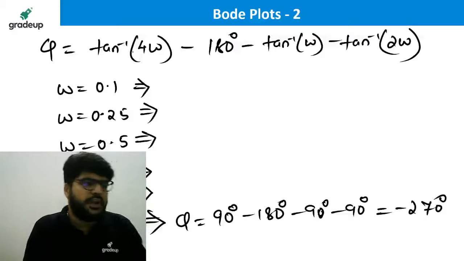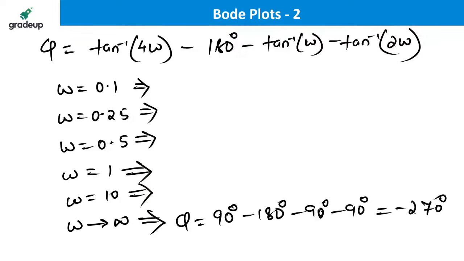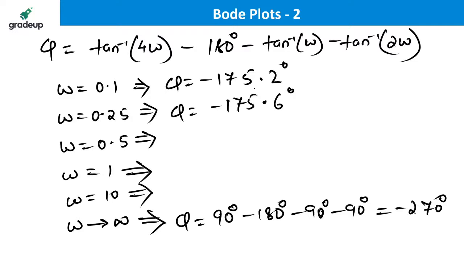Now at omega equal to 0.1 and so on, let me just calculate and put down the results. 0.1 is first. First one is, yes, correct, Shreya. It is coming up as minus 175.2 degrees. Next one, now 0.25. Next is coming up as minus 175.6 degrees. Very close, just very close.